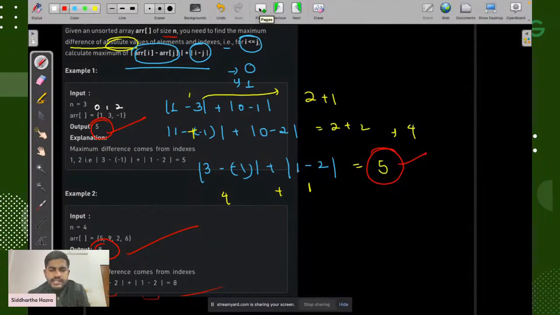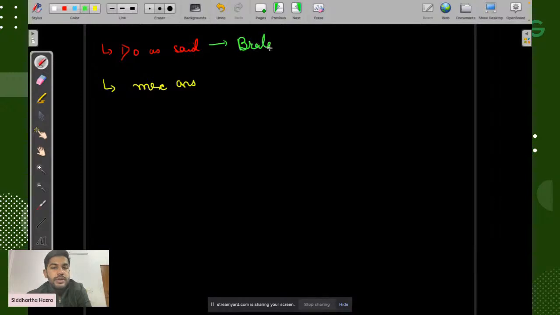Now, the very first approach we can think of is that we can try all possible ways, and the maximum of that would be our answer. Basically, we do as said, and the maximum would be our answer. So do as said simply means that this is the brute force approach.